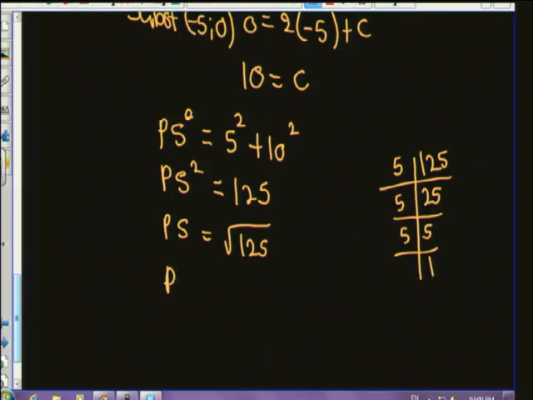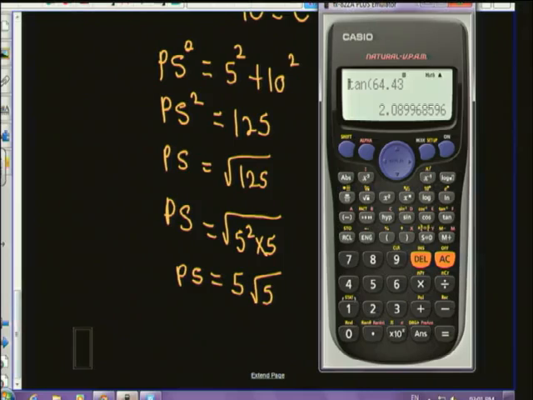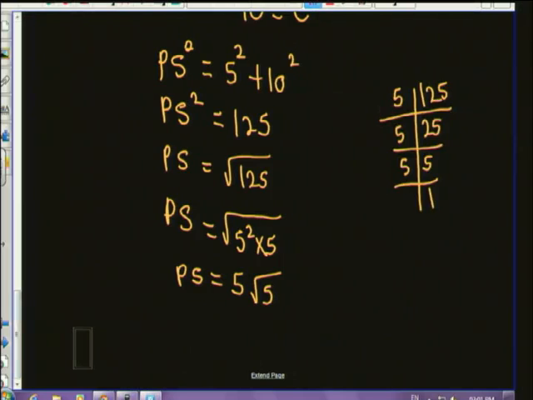So it means that PS is equal to the square root of 5 squared times 5. And so PS in simplest surd form will be equal to 5 square root 5. If you can't do that, your calculator can do that for you. So square root of 125, there, in simplest surd form. Okay, moving right along.